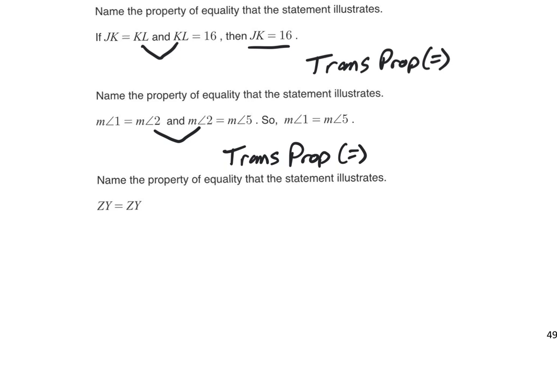ZY is equal to ZY. What do I notice about the two sides of the equal sign? They're exactly the same. Nothing's changed. No letters are flipped. Nothing is different. They're exactly the same. So that would be the reflexive property of equality. Okay. All right.